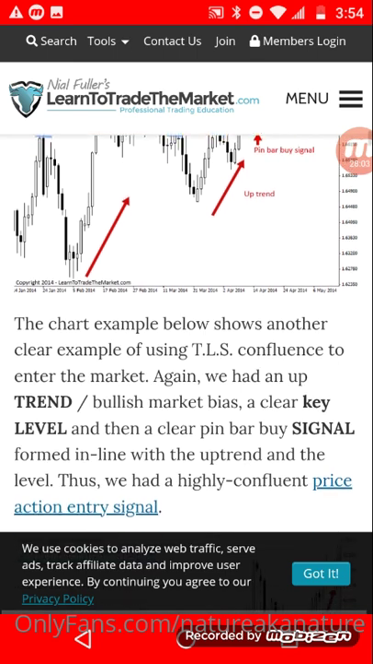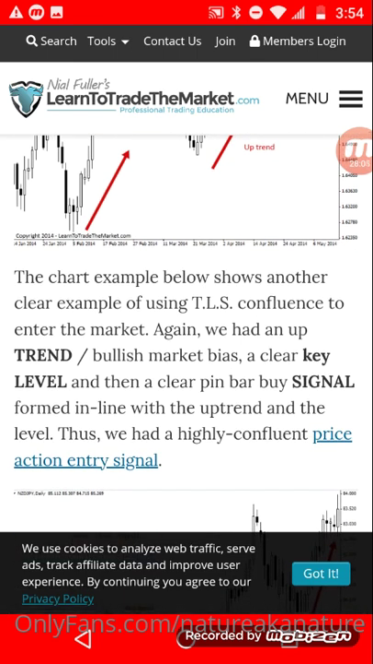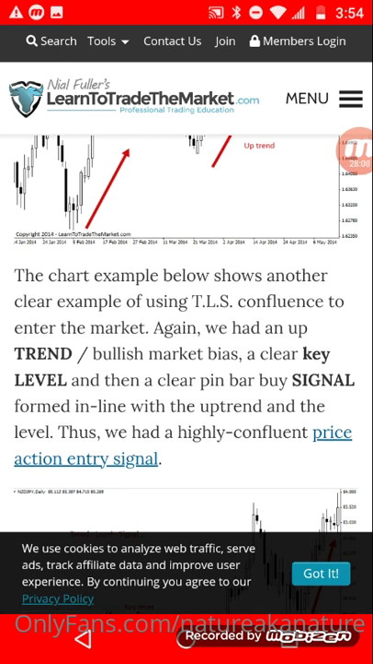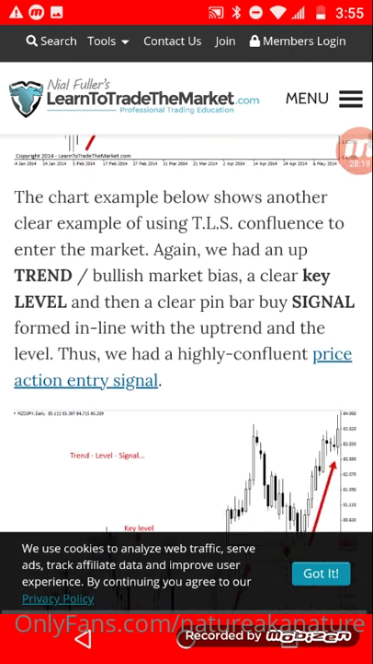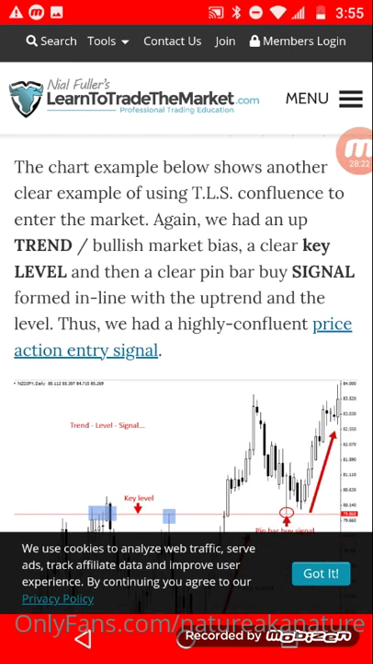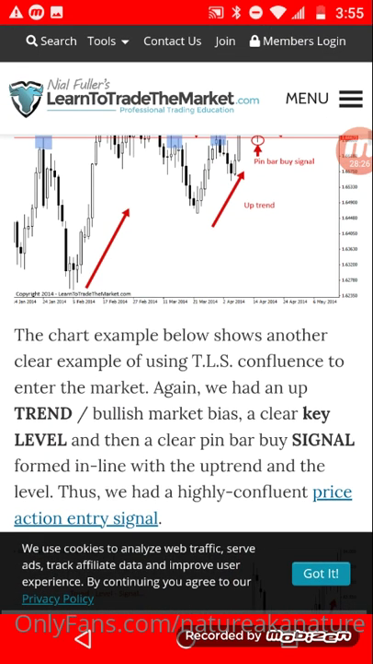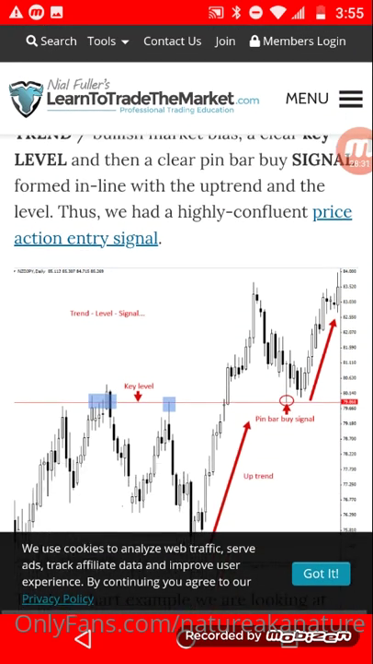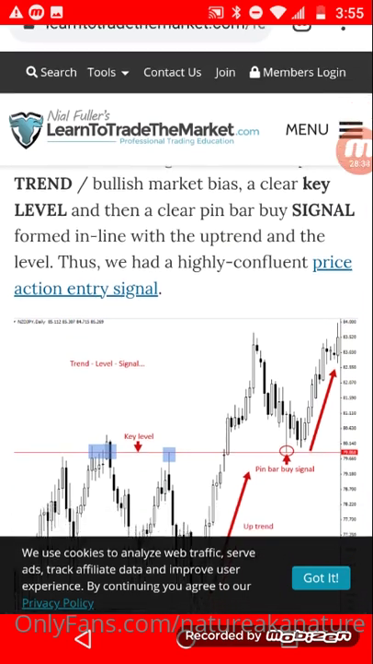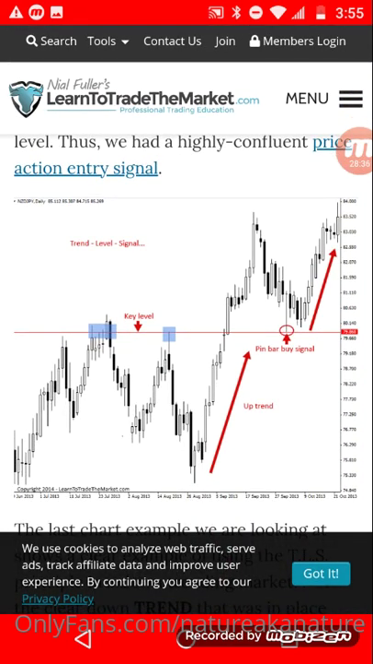So the chart example below shows another example of a TLC trade: a trend, a level, and a signal. This shows another example. Bullish means going up again. We wanted to identify the key level. There's the key level on this. This is on New Zealand JPY. So NZD JPY, the key level 79.866. It's an uptrend.